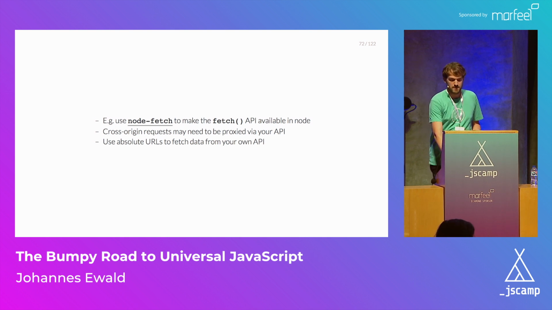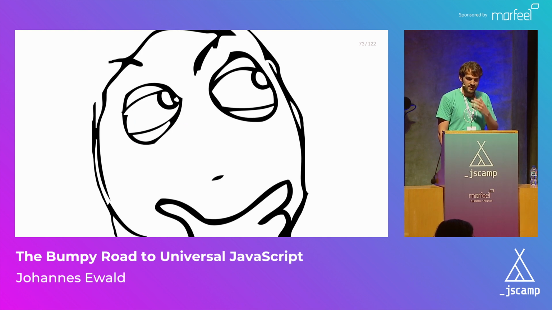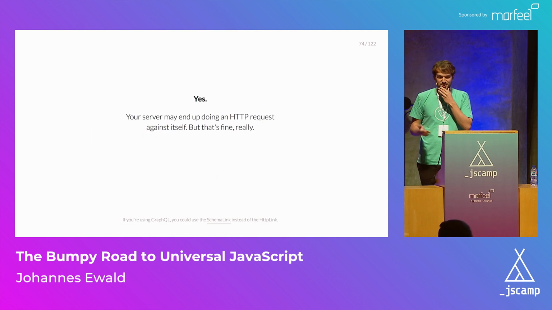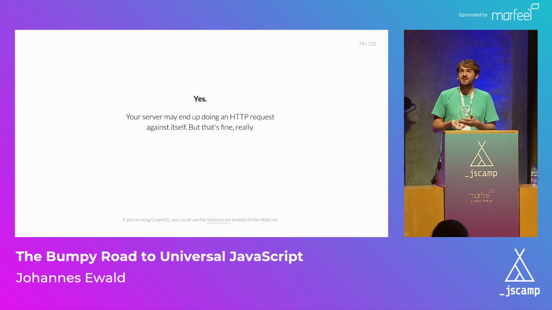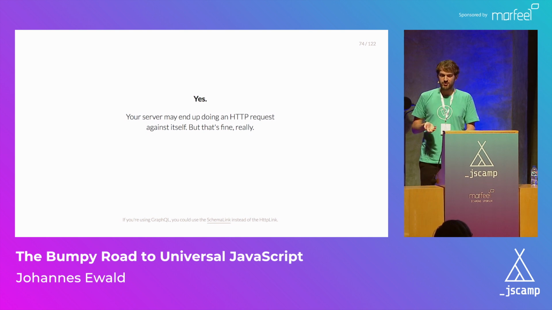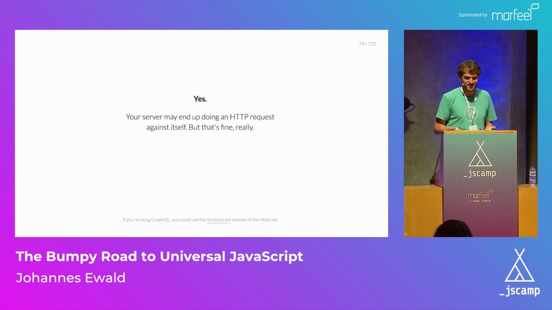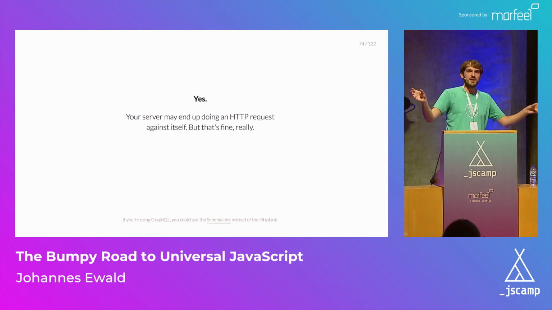Why is that? Your server may end up doing an HTTP request against itself, which is kind of weird, but it's fine, really, because it gives you the possibility to separate these two applications, like your data API and your server render app, and host them on different infrastructures. And if you're using GraphQL, for instance, you can also circumvent that overhead by using schema link.